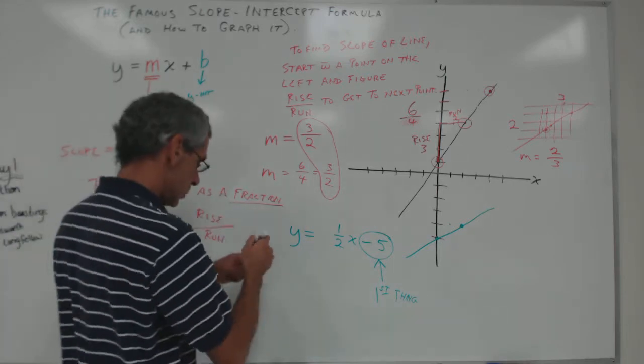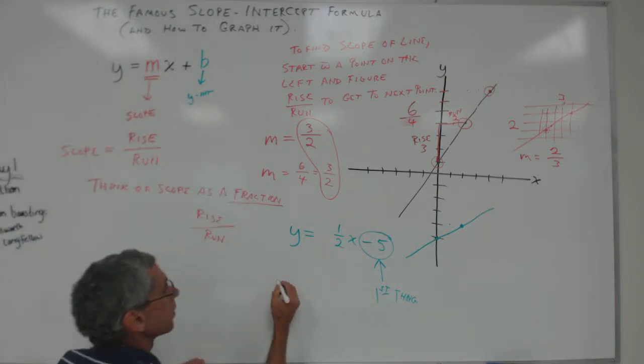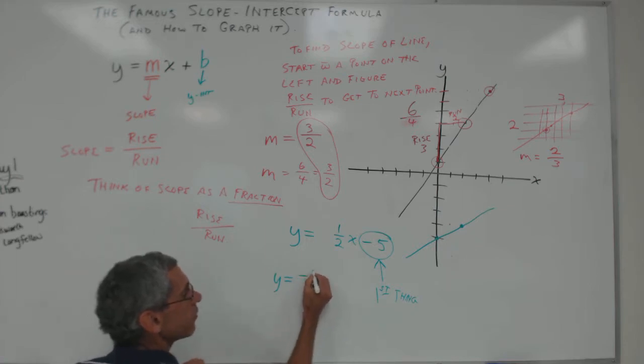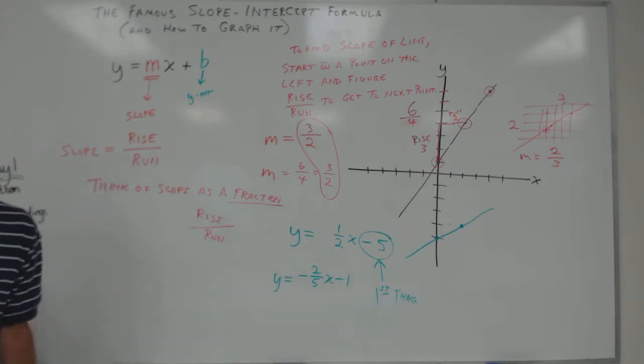But look, let's do another one. I'm running out of space here. It's okay, we'll do it here. Y is equal to negative 2/5 x minus 1. All right, somebody help me. What would I do?